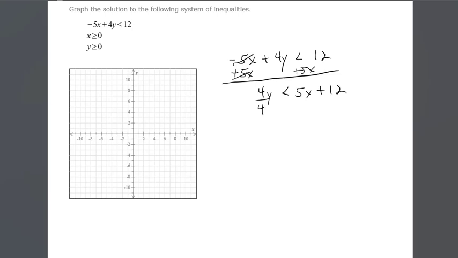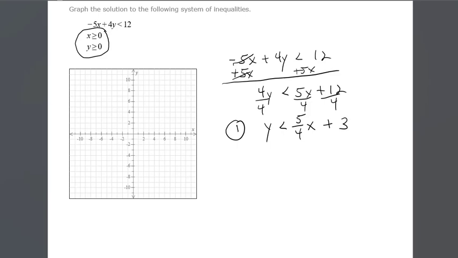And then we're going to divide everything by positive 4, which again, since we're dividing by a positive, the direction of our inequality symbol does not change. And 12 divided by 4 is 3. So this is our first inequality: y is less than 5 over 4x plus 3. So what I like to do when I have more than one inequality that is a single variable, I start with those.